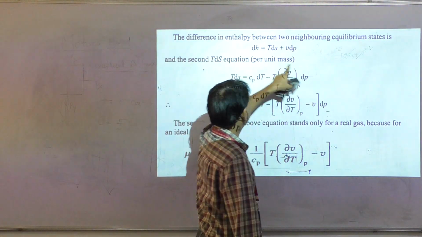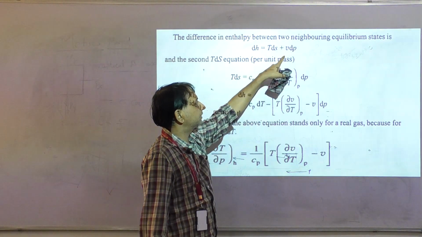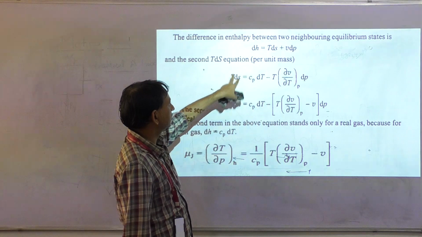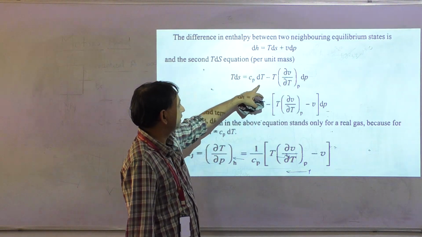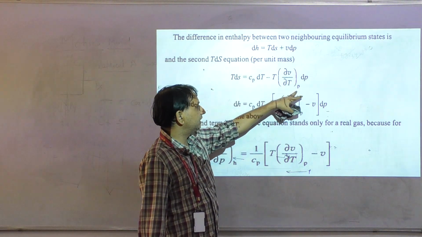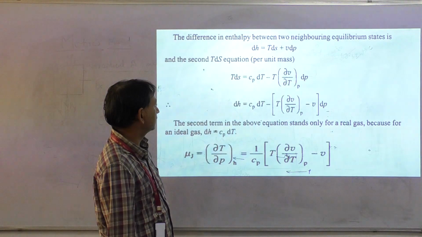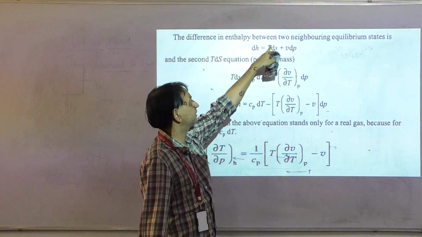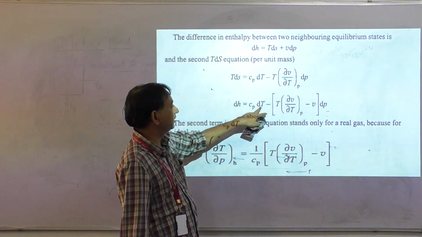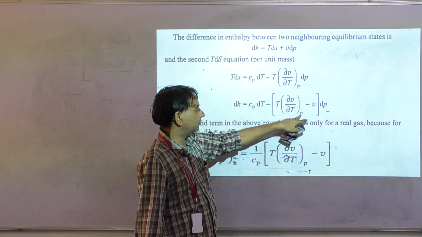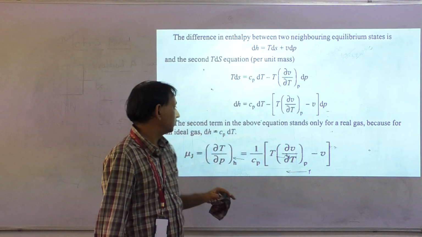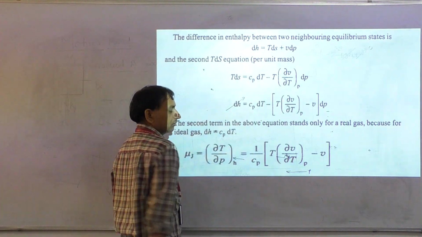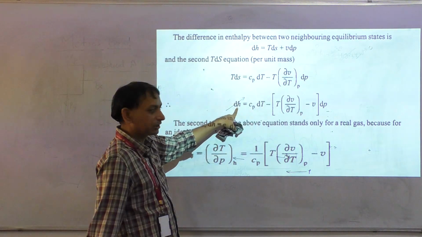The property relations are given here. dH is equal to TdS plus VdP. This TdS relation can be further simplified: TdS is equal to Cp dT minus T (del V by del T) at constant pressure, dP. Substituting the value of TdS, we find dH is equal to Cp dT minus [T (del V by del T) at constant pressure minus V] dP.